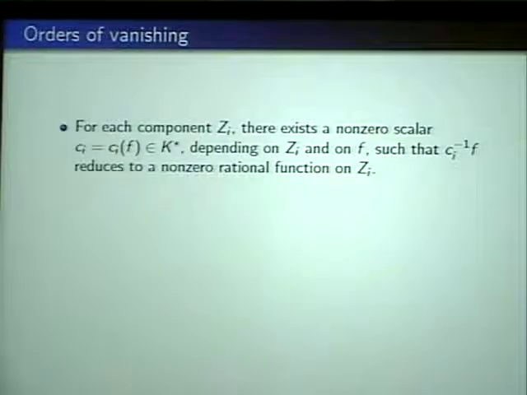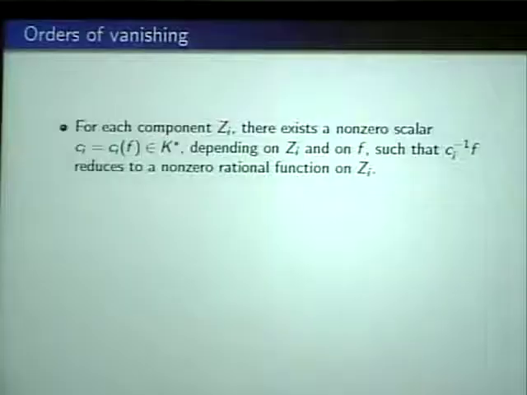And so now we want to interpret these directional derivatives. So for each component Zi, there's some non-zero scalar Ci, so that Ci inverse f reduces to a non-zero rational function. So the content here is just this. I want to be able to take my meromorphic function f and reduce it and see what it gives me on the special fiber. But that might not make sense, right? Because I might have to rescale. If you want to just think in terms of coordinates, I might have to rescale things so that the reduction is actually a well-defined non-zero rational function. And there's a unique way to scale this.